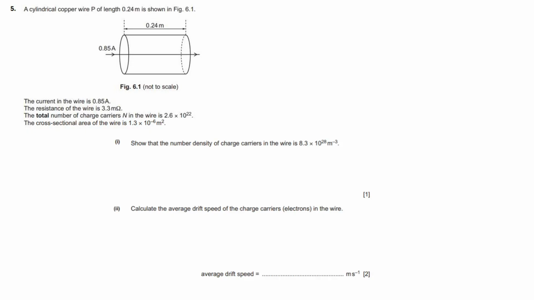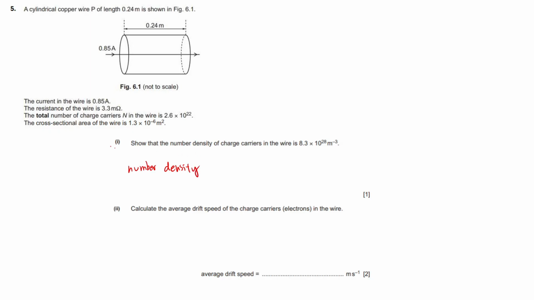And then finally, we have our last question, which is a circuit problem. A cylindrical copper wire P of length 0.2 meters is shown. Show that the number density of charge carriers in the wire is 8.3 multiplied by 10 to the 28th. They do give us information about the current, the resistance, the total number of charge carriers, as well as a cross-sectional area.